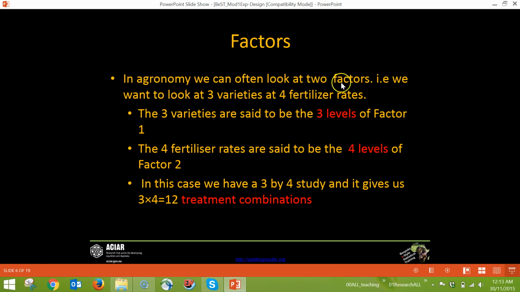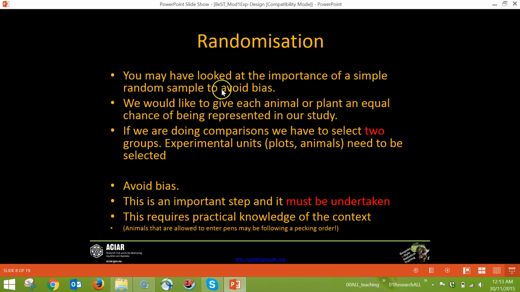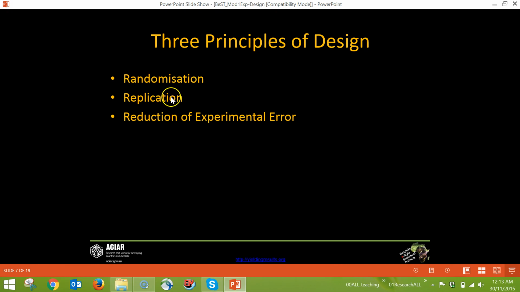In agronomy we often look at two factors. We want to look at three varieties and 4 fertilizer rates. The three varieties are said to be the three levels of factor 1, and the 4 fertilizer rates are said to be the 4 levels of factor 2. In this case we have a 3x4 study, and it gives us 3x4, which is 12 treatment combinations. There are three principles of design: randomization, replication and reduction of experimental error.